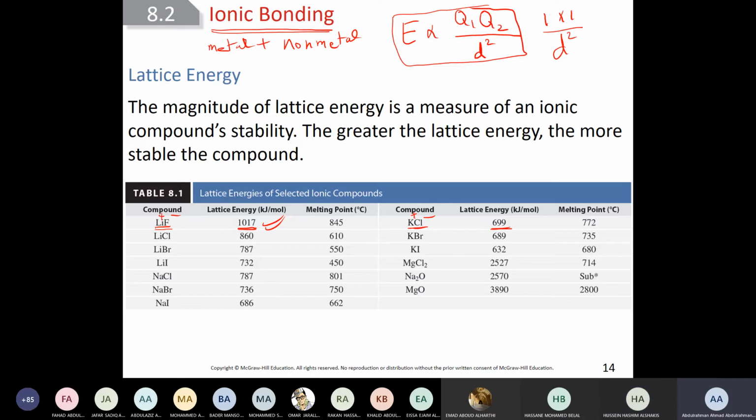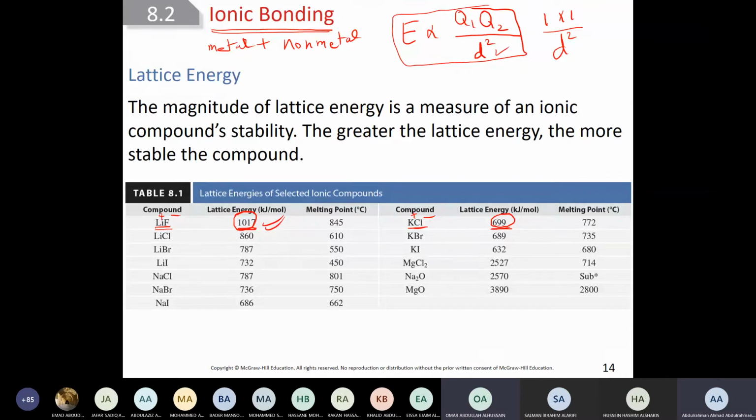Excellent. Why is this one higher? The distance is smaller. Why is the distance smaller? How come the distance is smaller? From the periodic table. Look at the periodic table and tell me why. Yes, absolutely. The reason is that the distance is less.